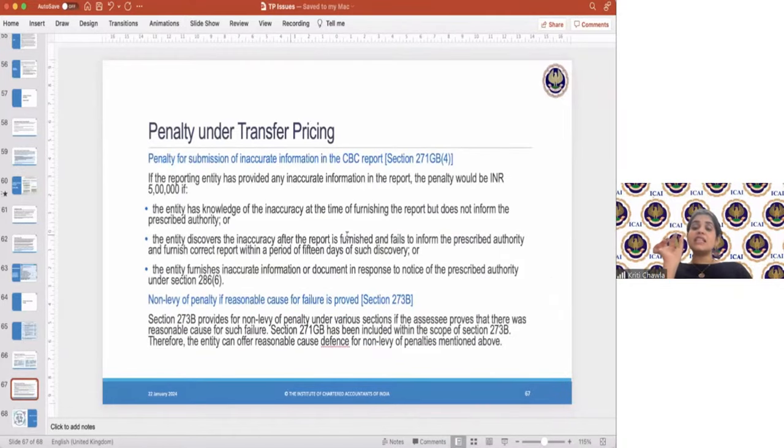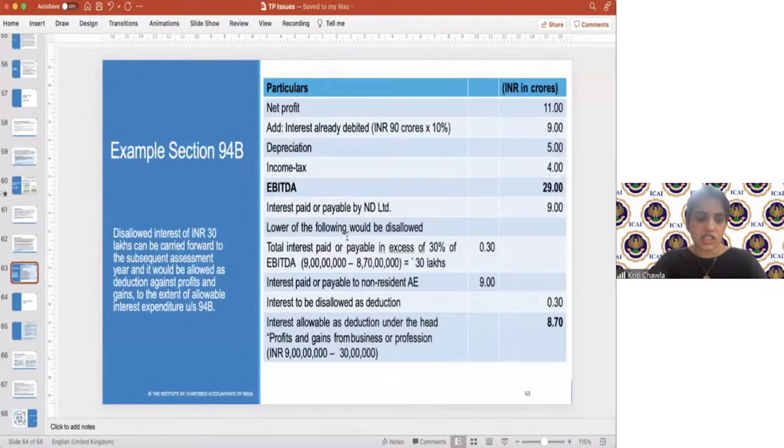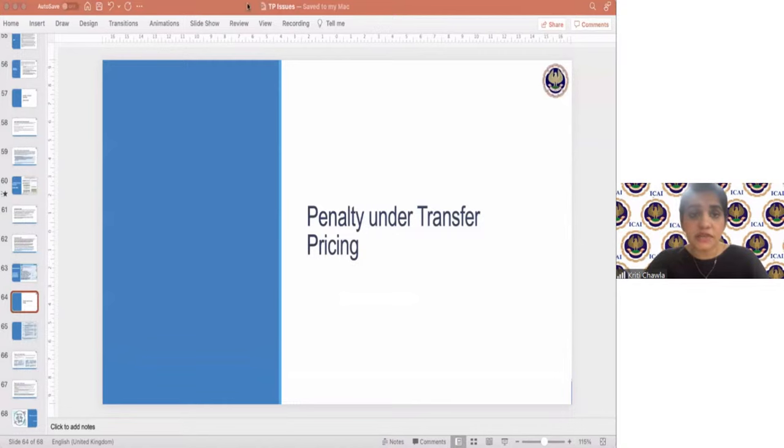For inaccurate information in CBCR, the penalty is going to be 5 lakh rupees altogether. But if you put in a reasonable cause for non-levy of penalty, then obviously there can be no levy of penalty. Otherwise, the penalty is quite high when it comes to transfer pricing. But again, these penalties are over and above the penalties that were discussed in other sections. Before we finish the lecture, I want to tell you a few more things.